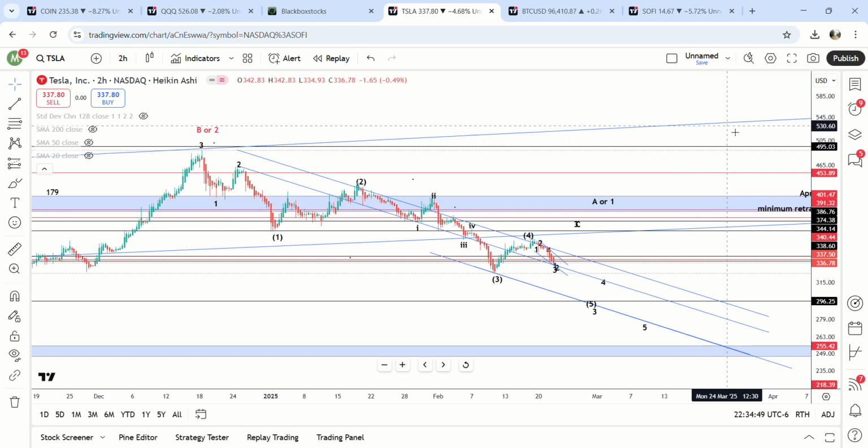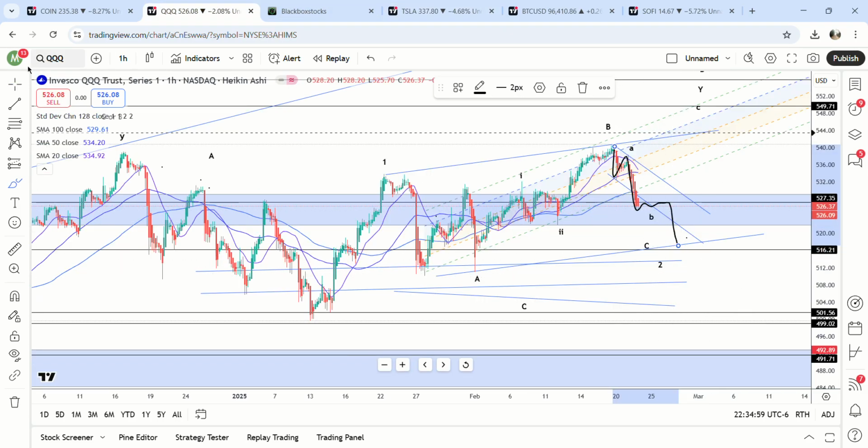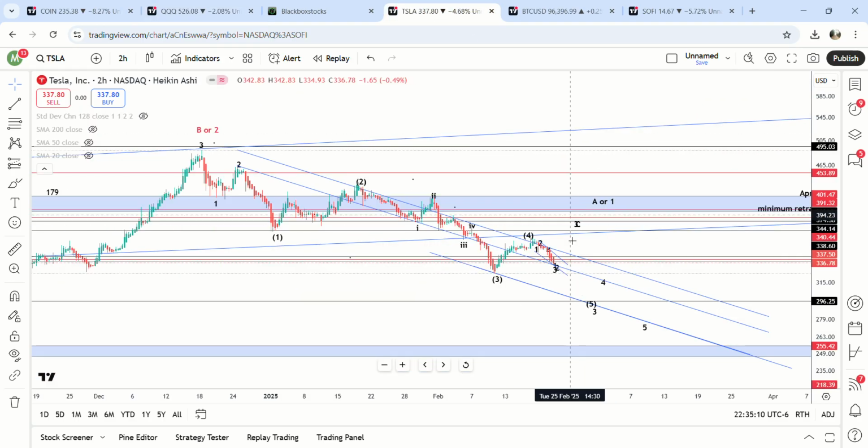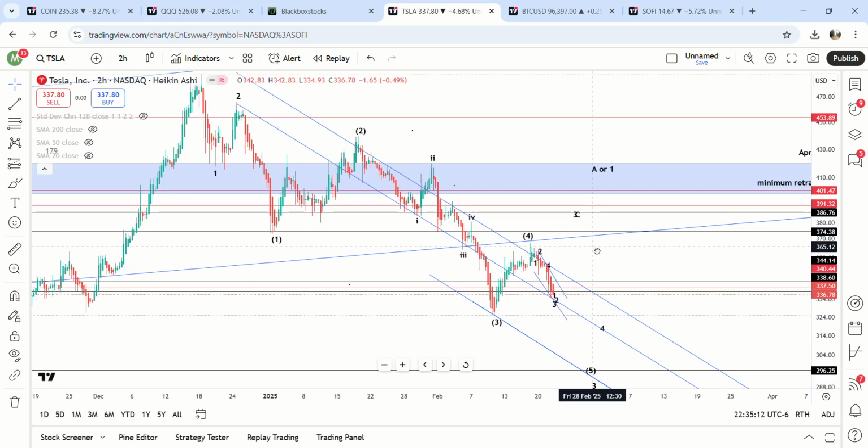Alright guys, kind of a weird time to do a video, but I was going over the count, so might as well. I'm going over the ultra bearish count because when I look at QQQ, I think that there's definitely more downside. And so with that being said, if there's more downside for QQQ, then we know that Tesla is probably not going to do what I said in the last video.